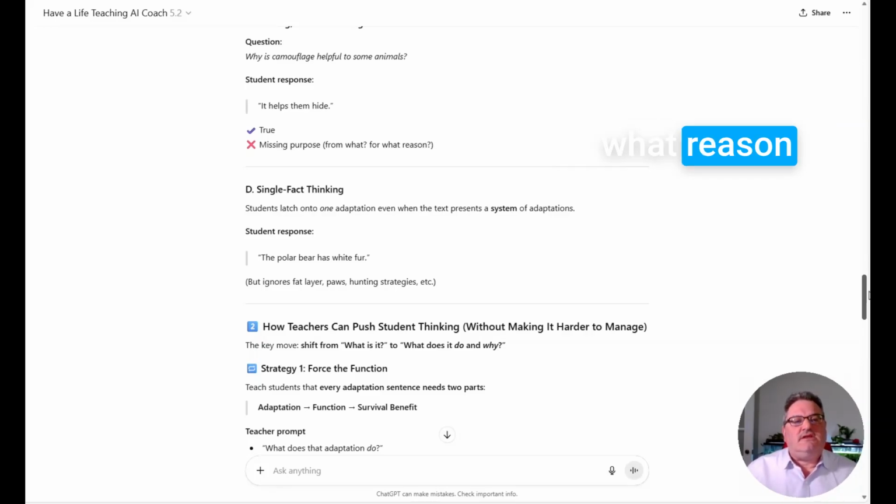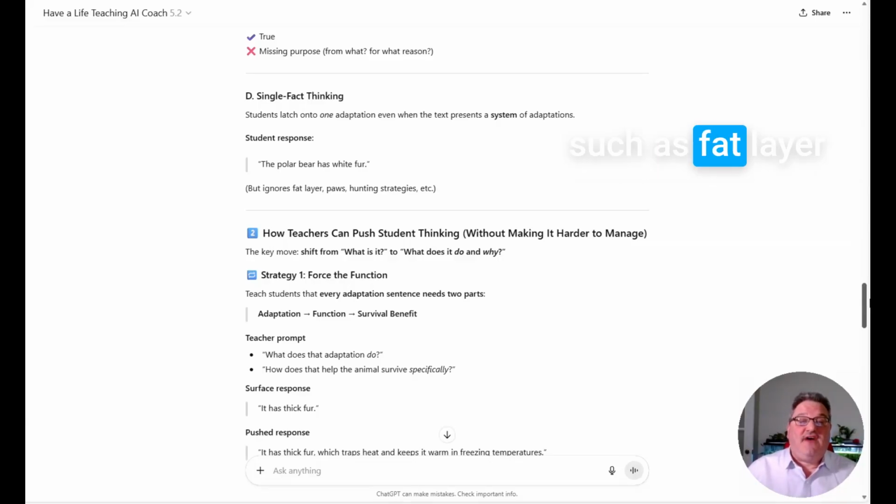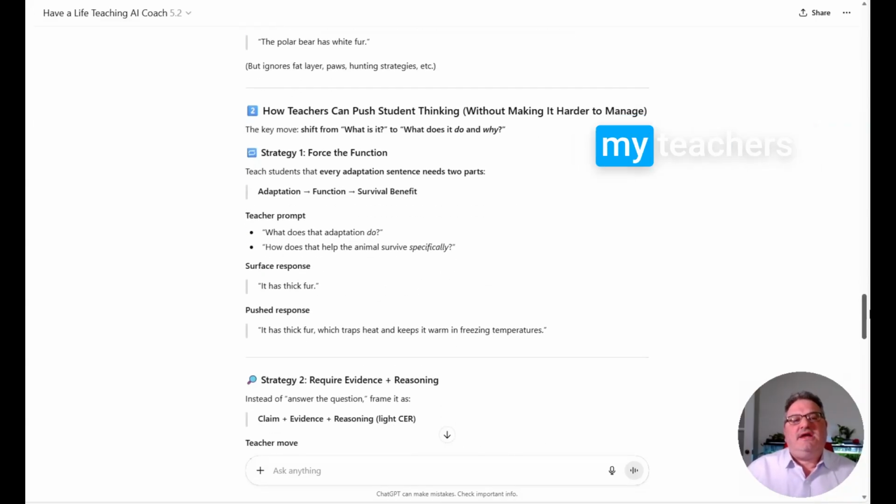For what reason? Or students might engage in simple fact thinking. The polar bear has white fur, so they might consistently repeat the same thing. But it ignores those other adaptations that animals have, such as fat layer, paws, hunting strategies. So again, how might teachers push student thinking? And how is my AI coaching bot helping me to do this?